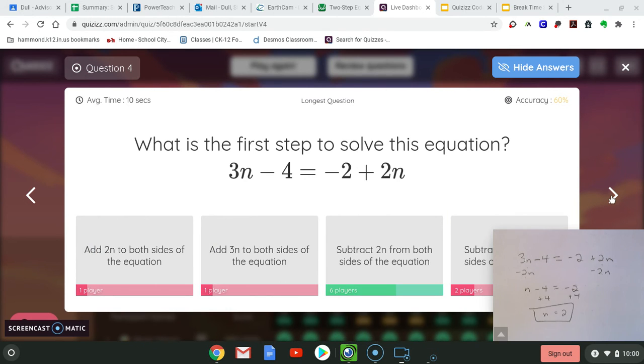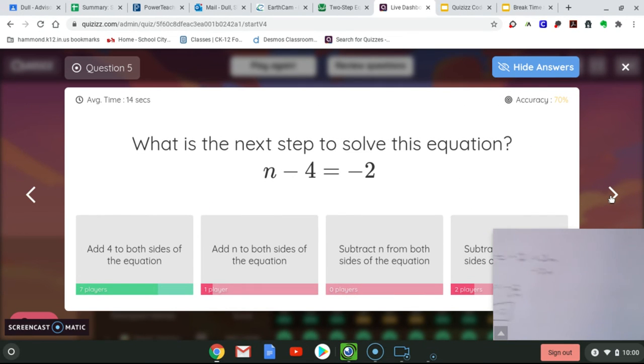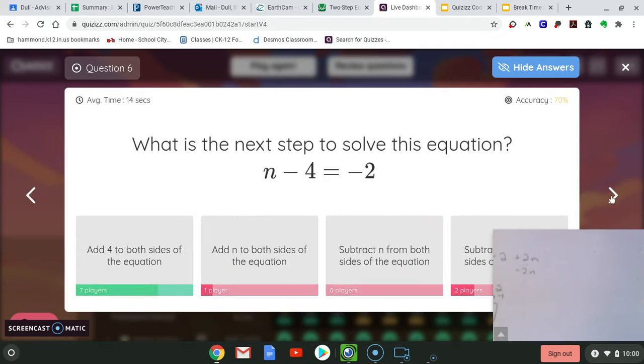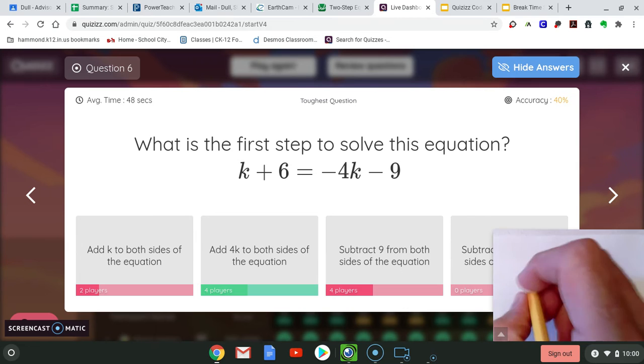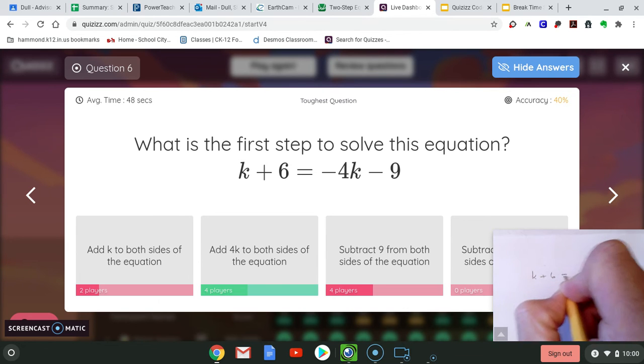Okay. Let's take a look at another. Here was an example where we had, I'm going to scoot my paper over here a little bit, about a 40% accuracy. k plus 6 equals negative 4k plus 9.